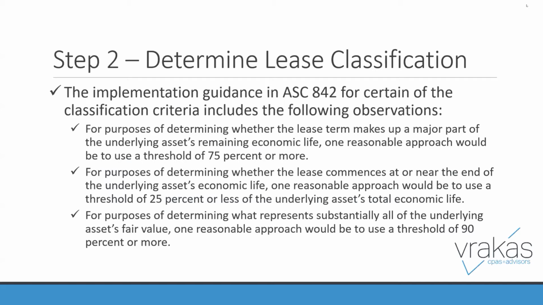So as an example, the 90%, when they talk about a reasonable approach, we can probably still stick to that 90%, the 75% as a reasonable approach. But I think what they were trying to get away from was structuring the lease so that the present value of the payments came up to like 89% of the fair value, because we saw that quite a bit in the past. So if you're at 89% of the fair value and it's close to 90%, you're probably going to say that's a finance lease. But again, you have a little bit of leeway there, whereas in the past we really didn't.